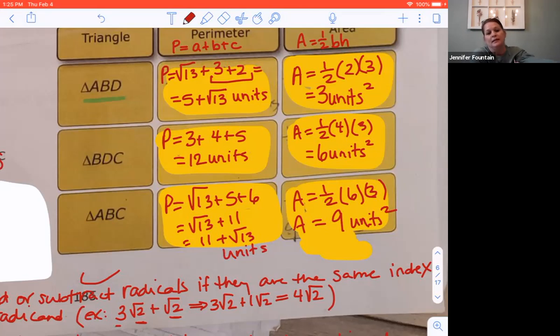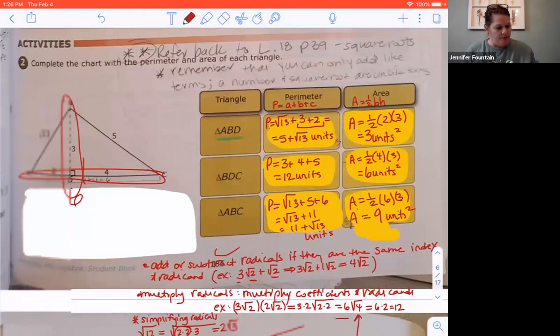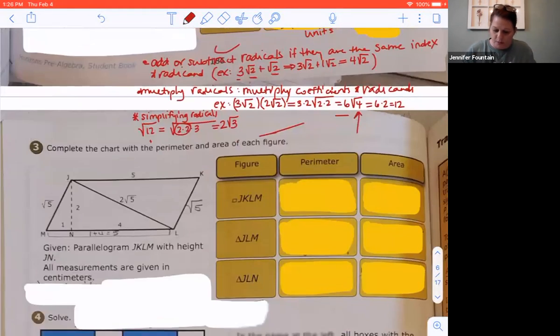Okay. The main thing to review, the main thing that we had right here with our radical is we just cannot combine it with our whole numbers, because to be able to combine it, my other number has to have that radical. Okay. All righty, let's go ahead and turn the page.